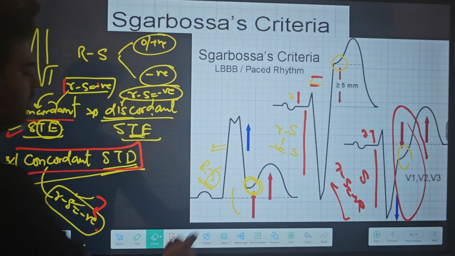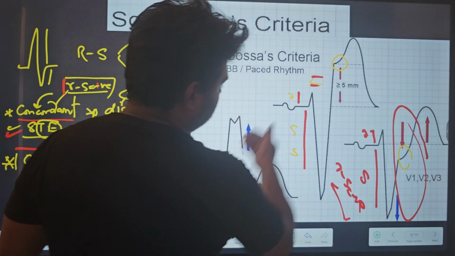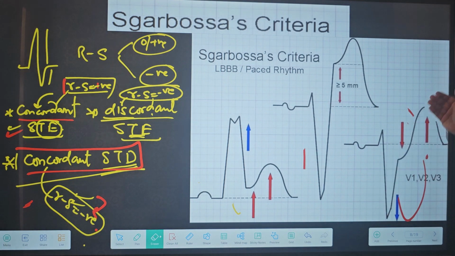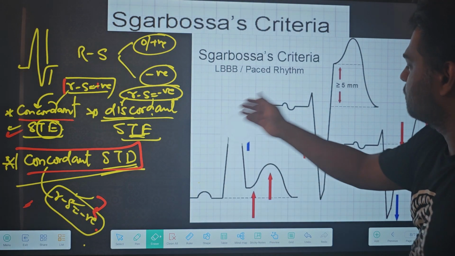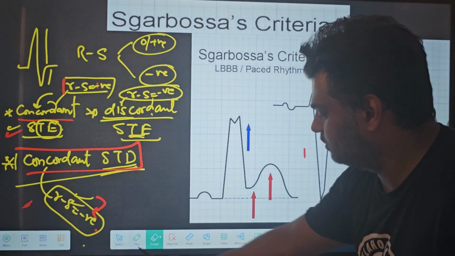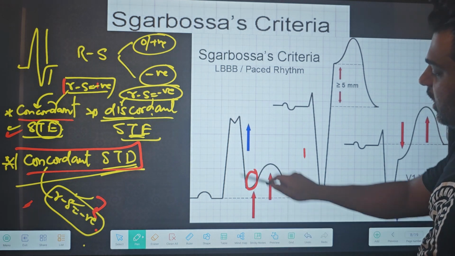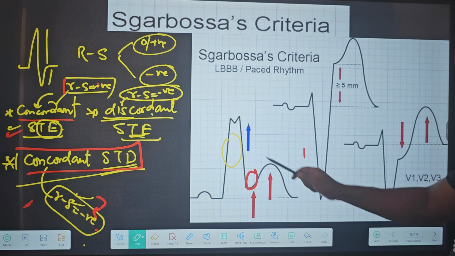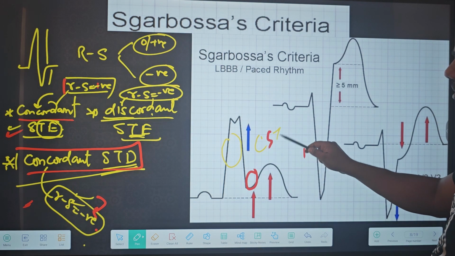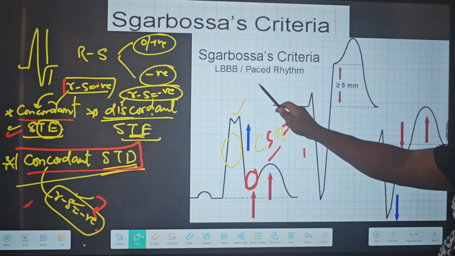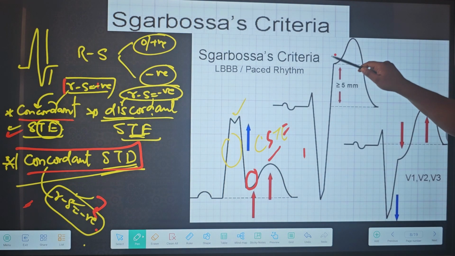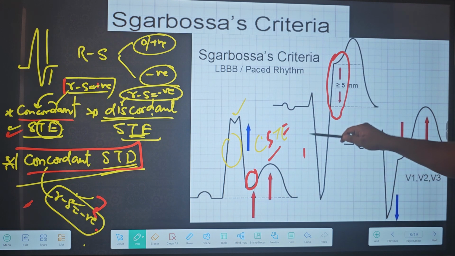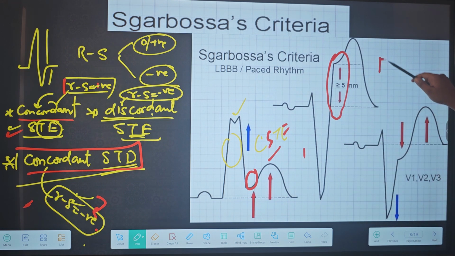So again I am telling you, in this diagram, here what we see, there is ST elevation and R minus S is positive. So this is concordant ST segment elevation. Here there is ST segment elevation, but R minus S is negative. So this will be discordant ST segment elevation.